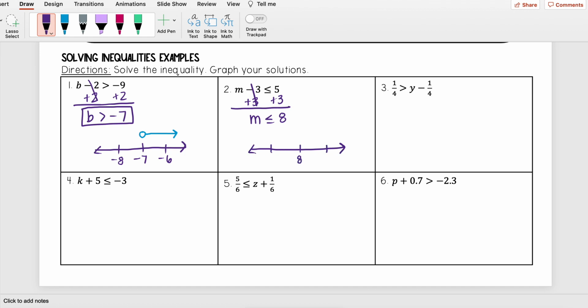So I have 8 in the middle, 7 and 9 on either side. First, is it open or closed? Here, since I have less than or equal to, I'm including the 8, so that means it's going to be a closed circle. And I want everything less than it, so I'm going to point everything to the left.